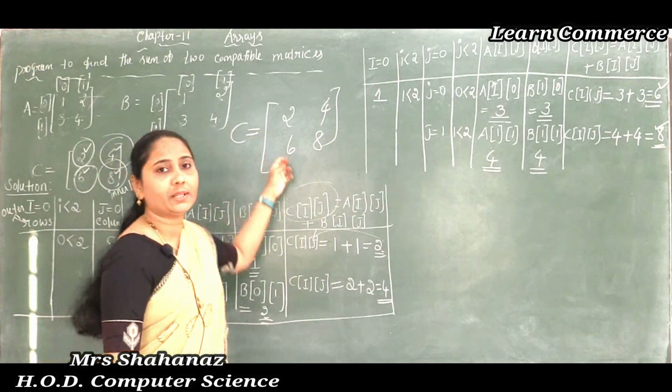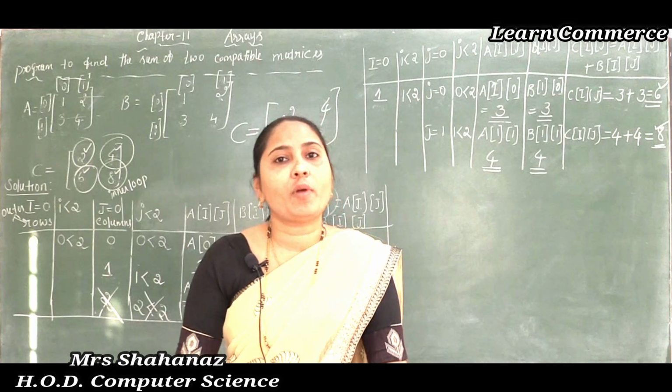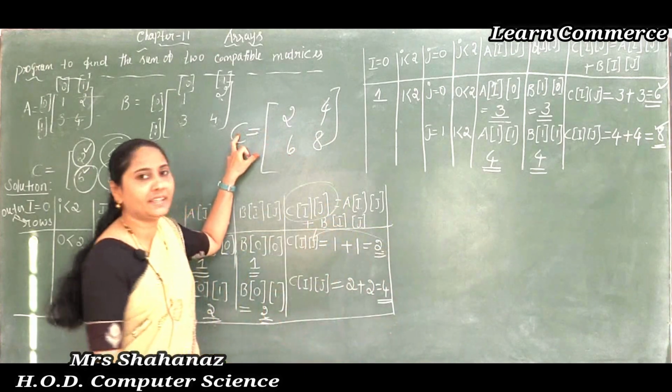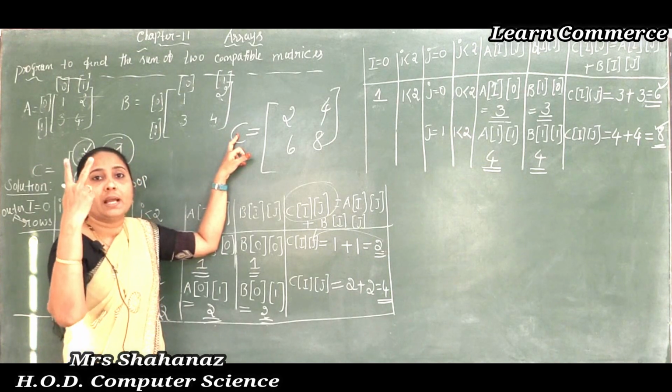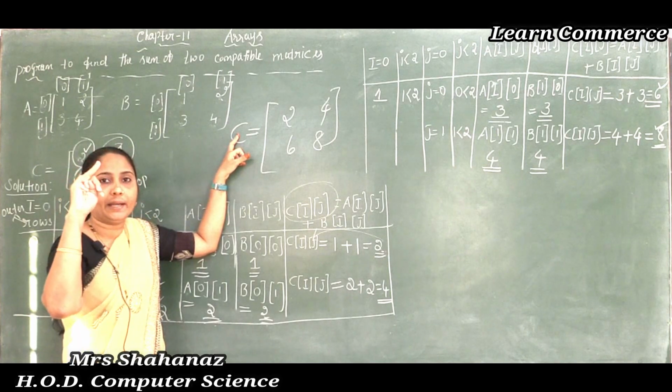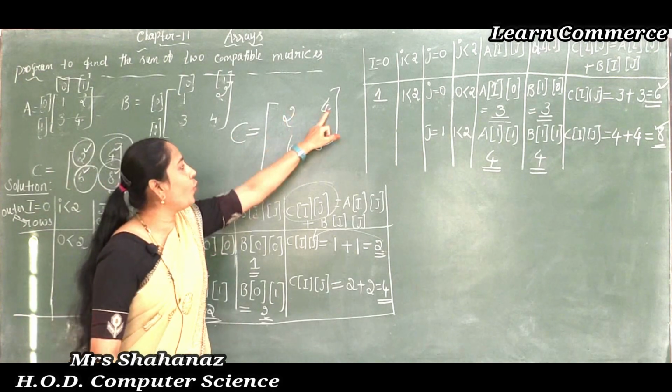So how did we get the result of C? We put the value of A of ij plus the value of B of ij into C of ij. Clear this point here? The sum of two matrices A and B is going to be added into the matrix C. So the final result of the C matrix is 2, 4, 6, 8.